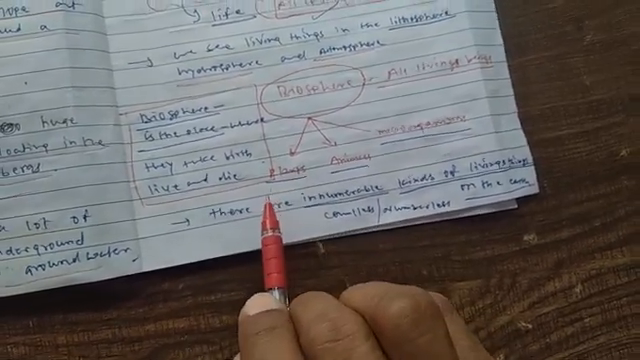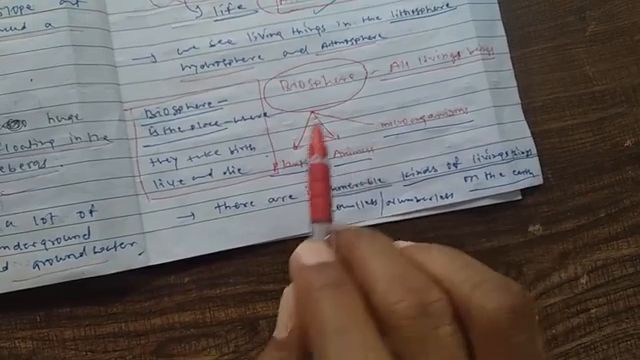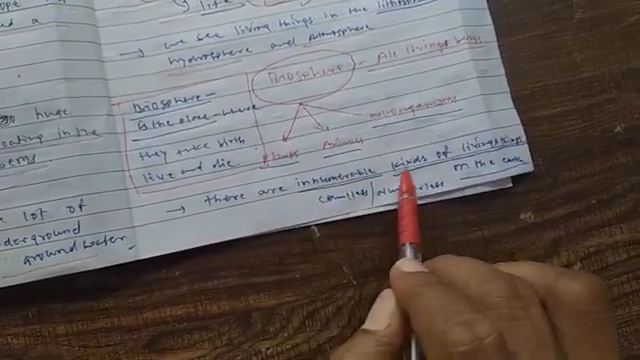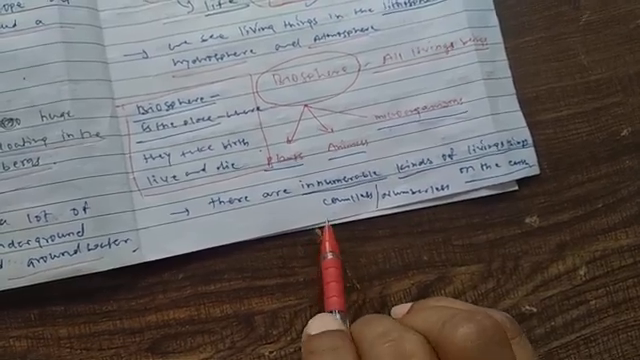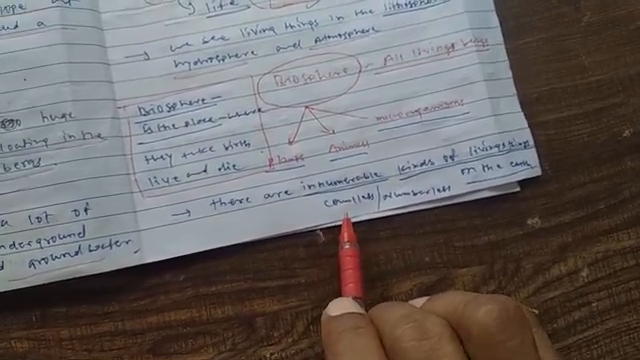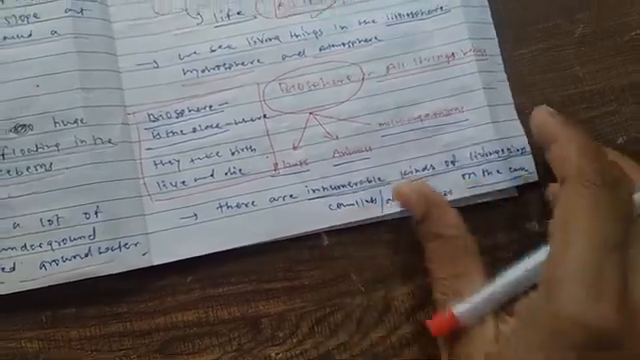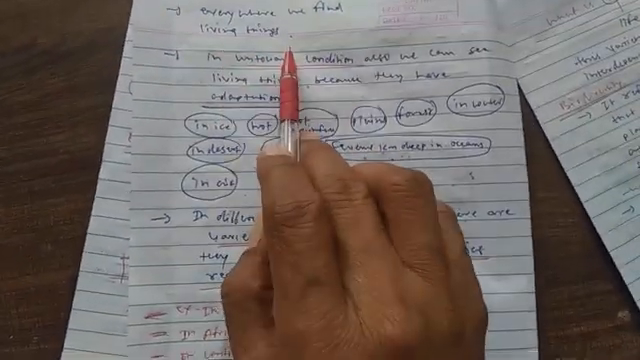But we see the importance of the biosphere. There are innumerable kinds of living things. They are countless. There are numberless lives on the earth. We cannot count them. Now see that everywhere we find living things.